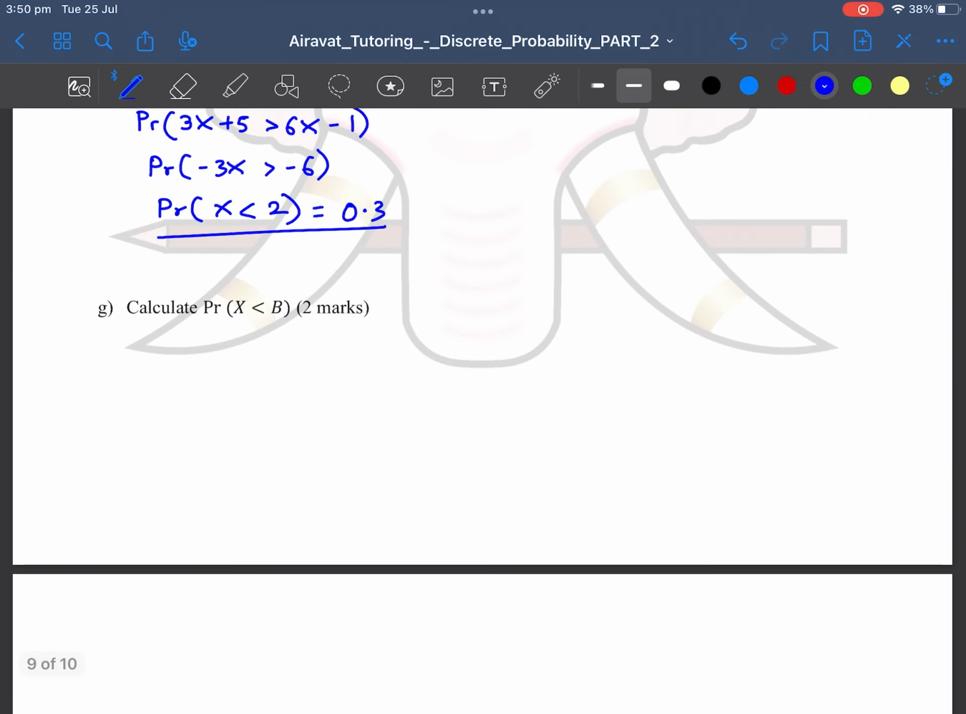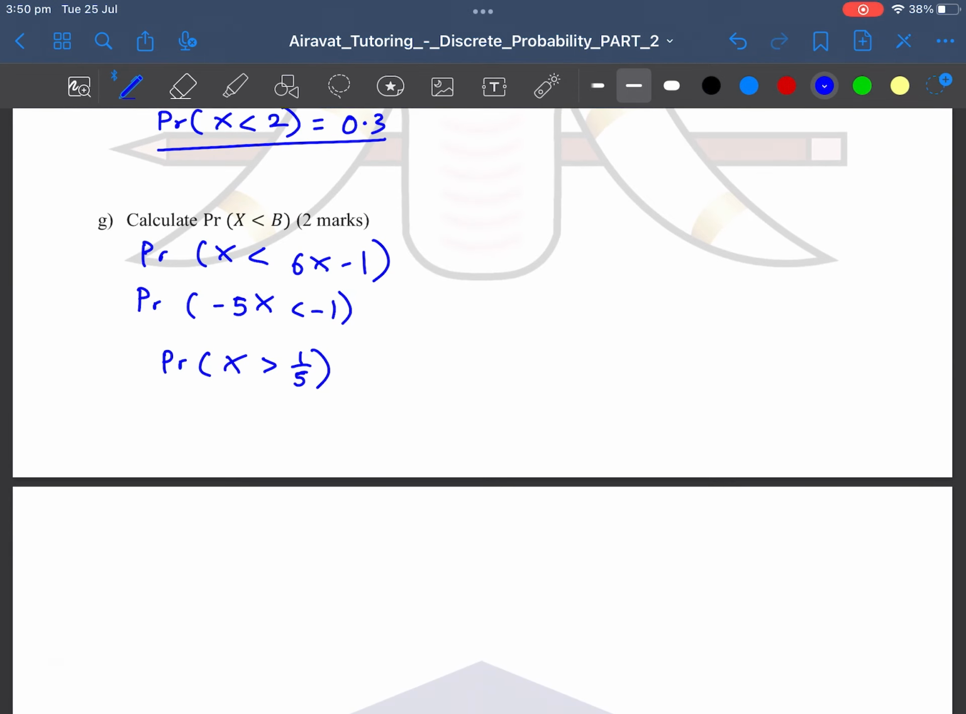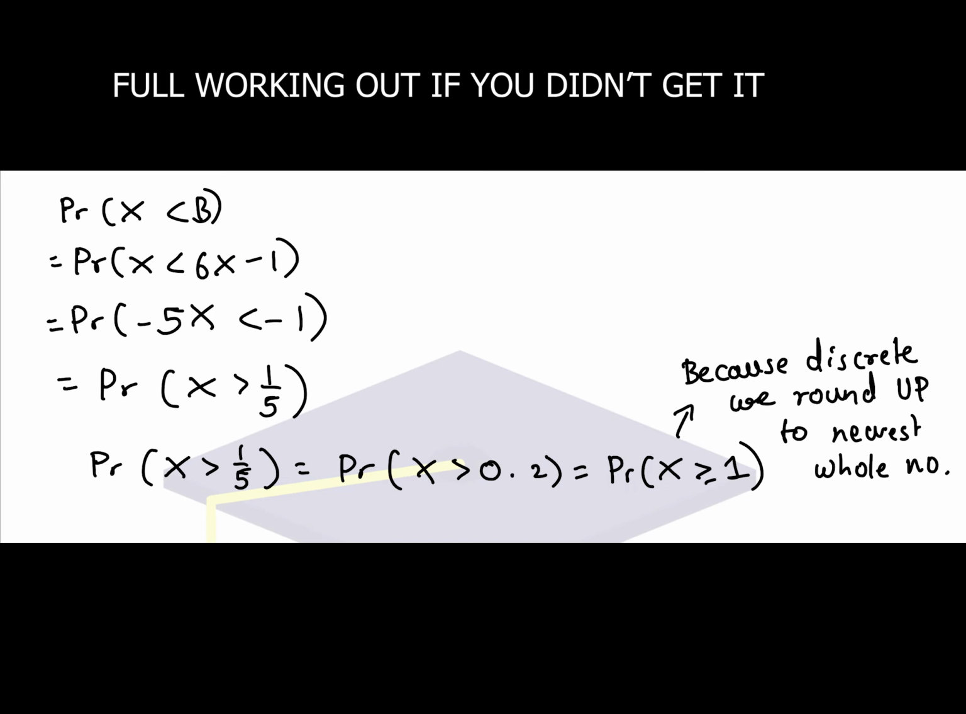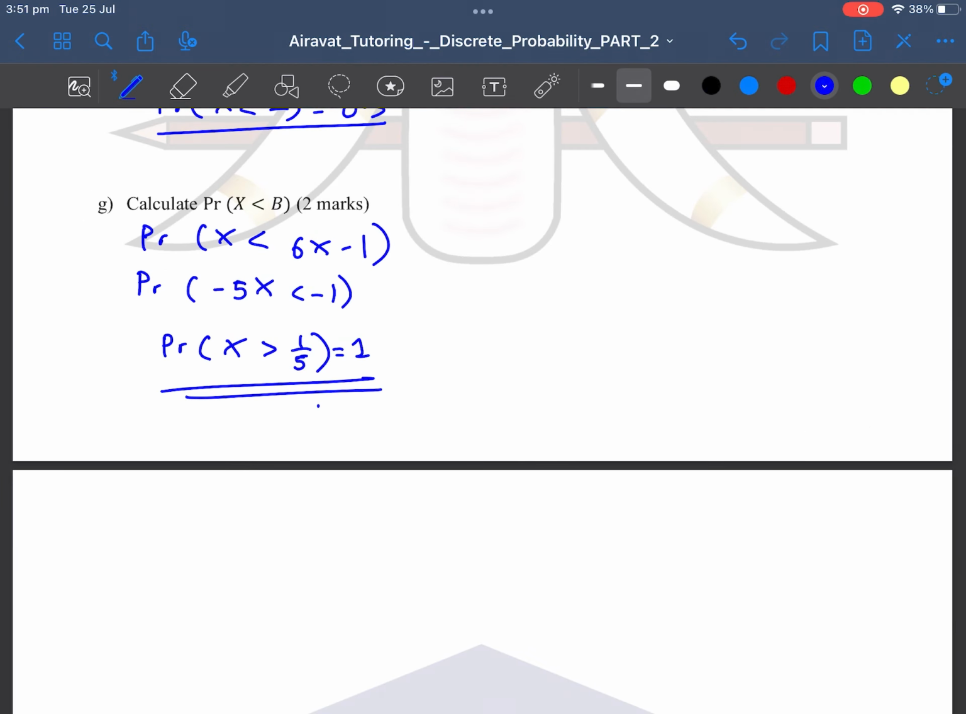And last question, so probability that X is less than B, which is 6X minus 1. So solving the inequality would give us probability of negative 5X less than negative 1. And this would result in probability of X is greater than 1 over 5. Now X is greater than 1 over 5 is just basically saying X is greater than 0. That's basically what it's saying, because 1 over 5 is like a decimal, so X has to be greater than 0, which is just going to be that. That's your entire discrete probability done and dusted.